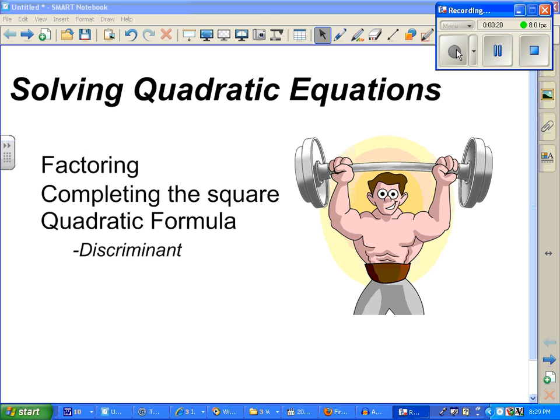We're talking about today solving quadratic equations. Now, we did quadratic equations last year till the cows came home, so this should be all review. If there's any piece of this that you don't quite understand, feel free to re-watch that piece so you have an understanding of what's going on before class tomorrow. Three main ways we solve these, three most common ways: factoring, completing the square, and using the quadratic formula, and we'll get into what the discriminant is in this video. So let's go ahead and get started.